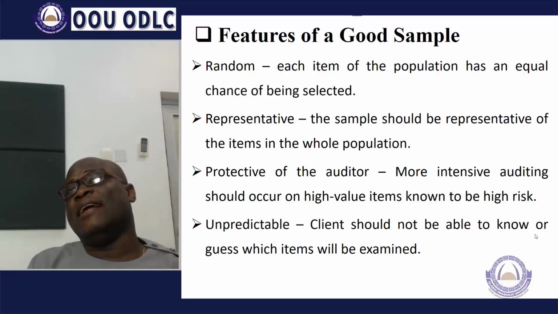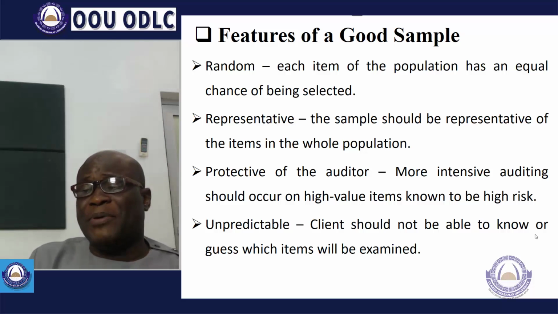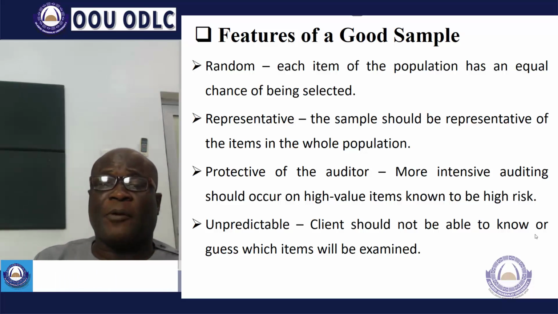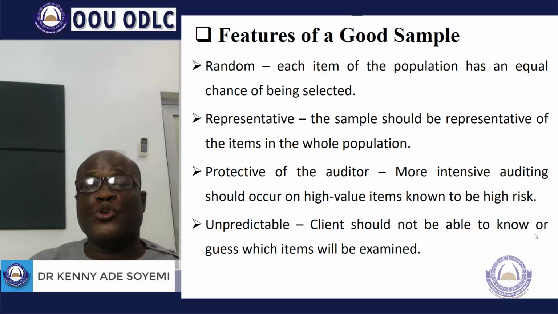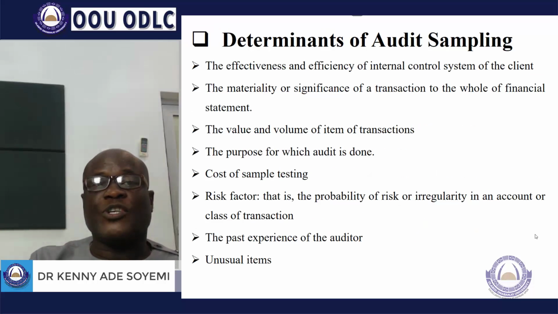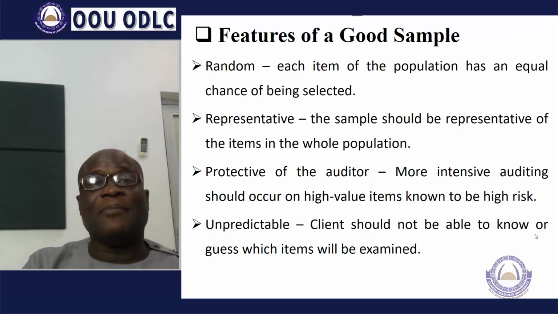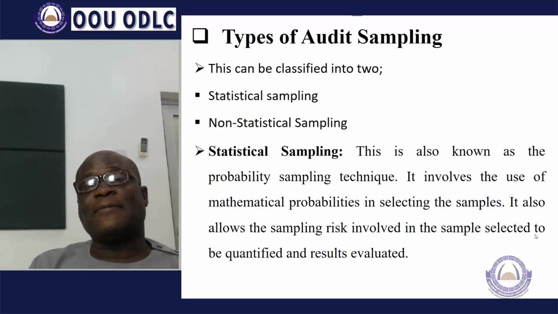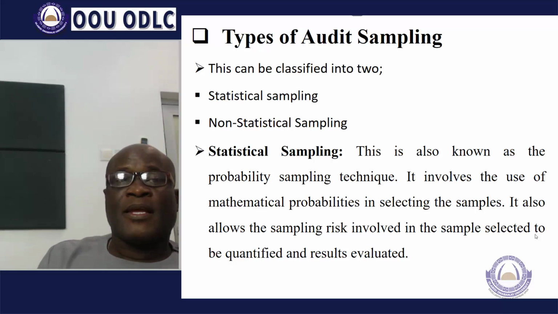One very important thing is the auditor should not be predicted by management, otherwise there may be a problem. Clients should not be able to know or guess which item will be examined. Let's look at the types of audit sampling.